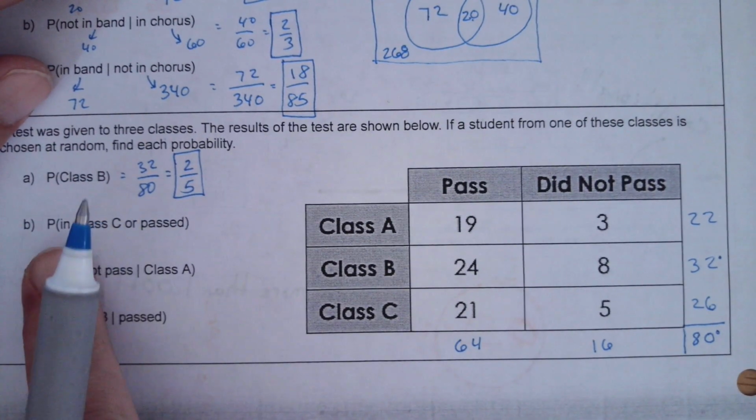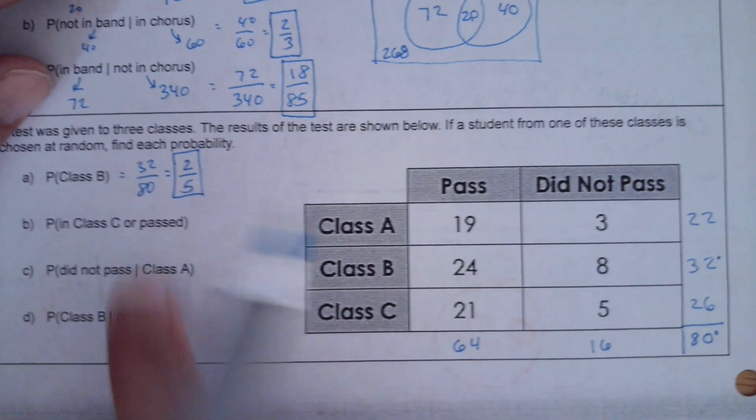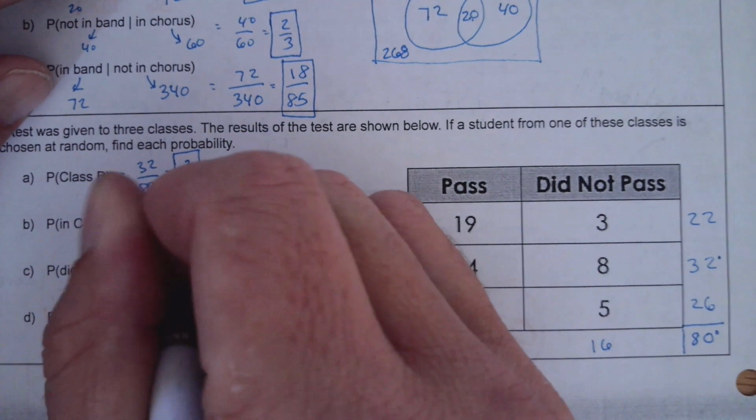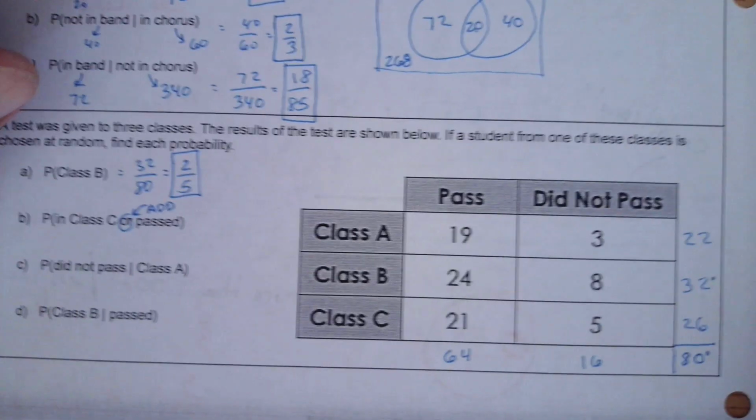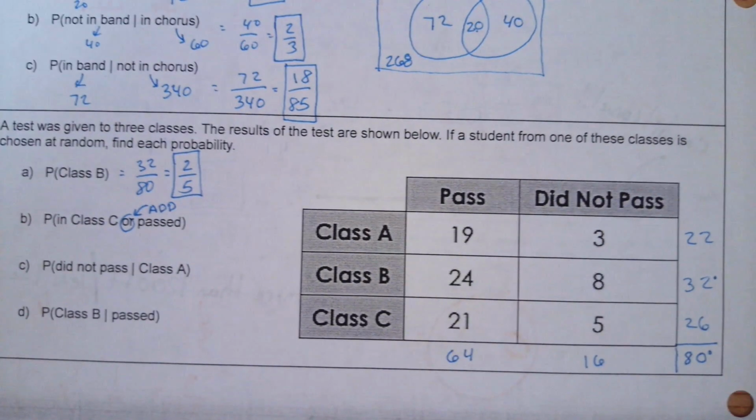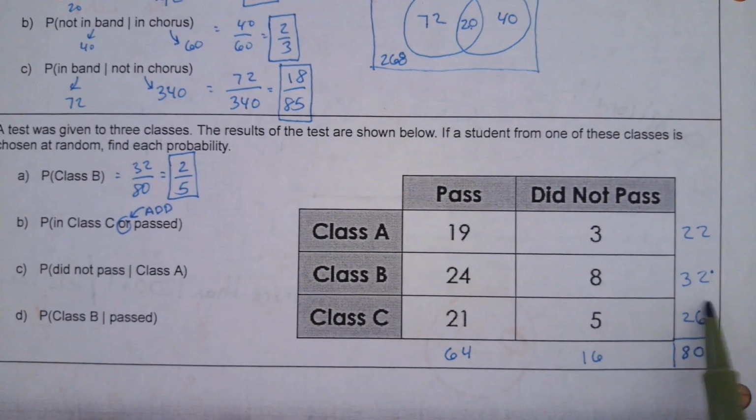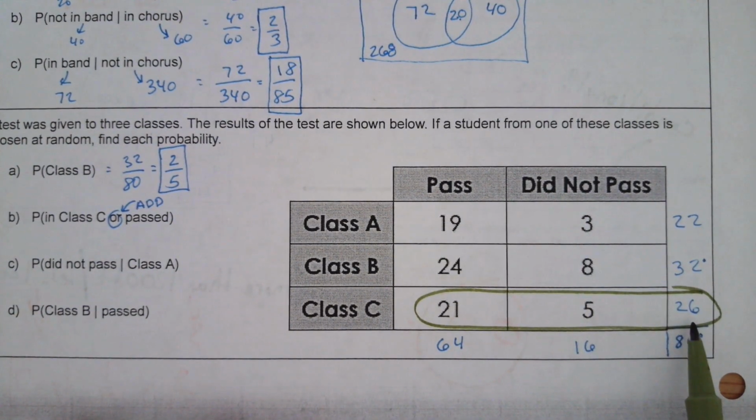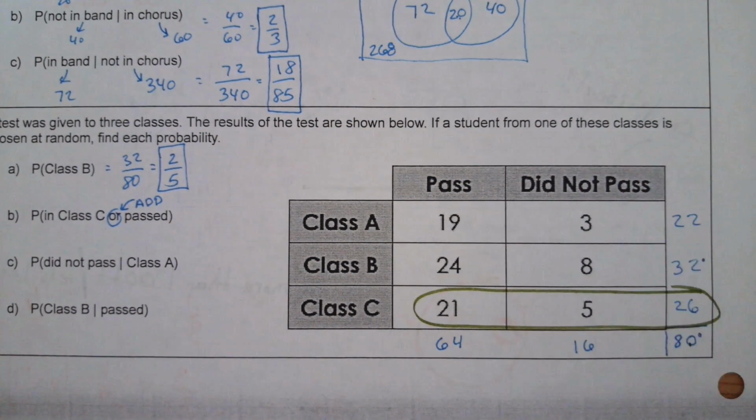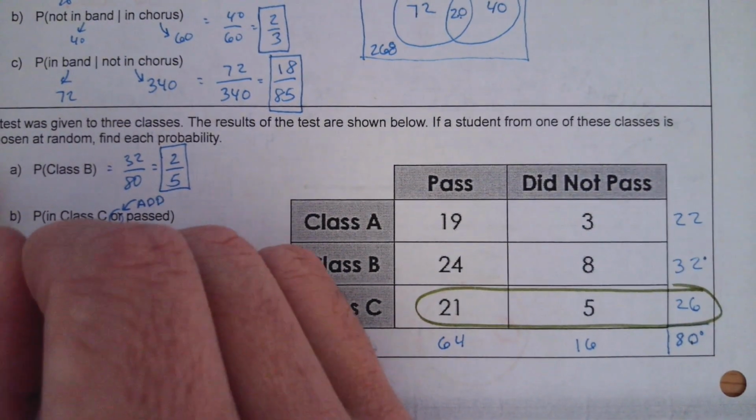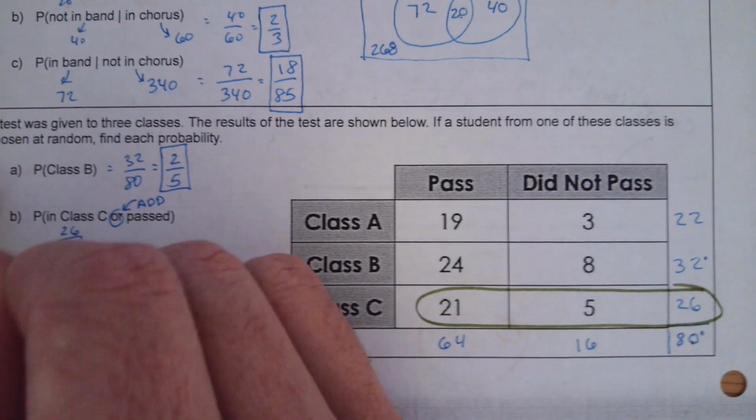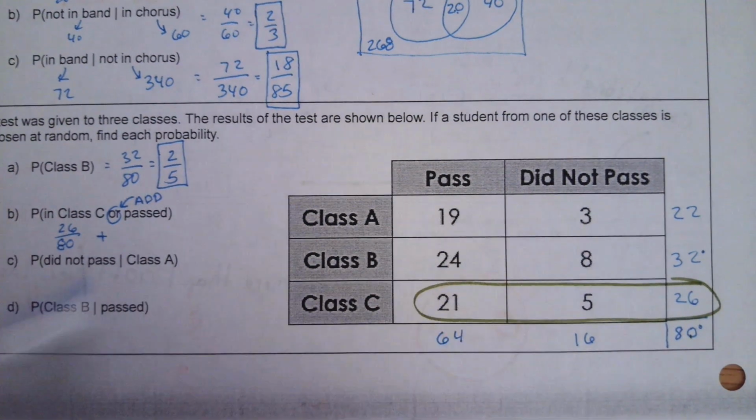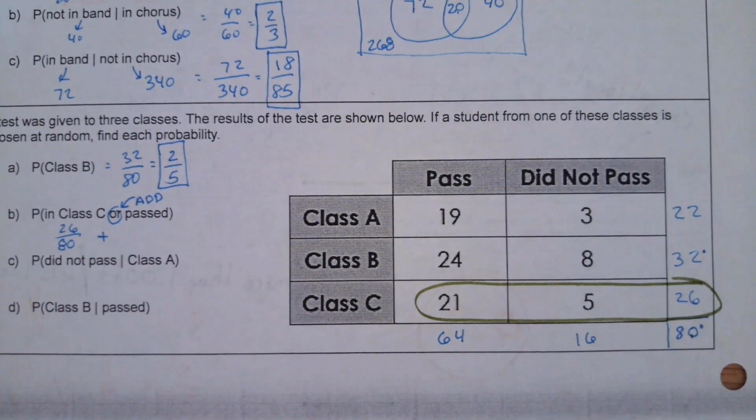All right. Probability of being in class C or passed. Well, there's our old friend or. When we see or, we have to do some adding. So let's do class C. How many total? I have 26, out of 80. So class C is 26 over 80. Now or tells me to add, so I go to passed. How many passed? Well, passed is here.